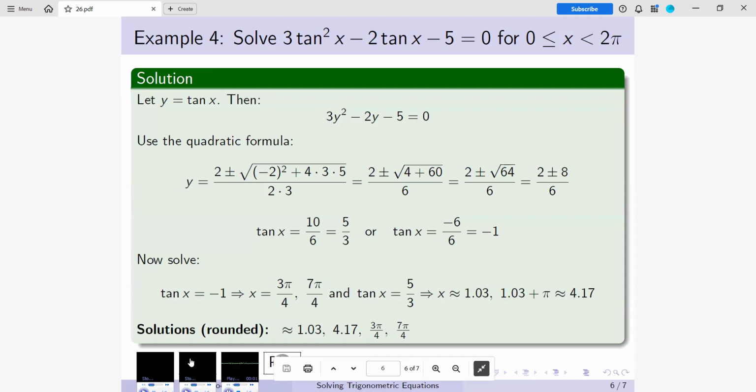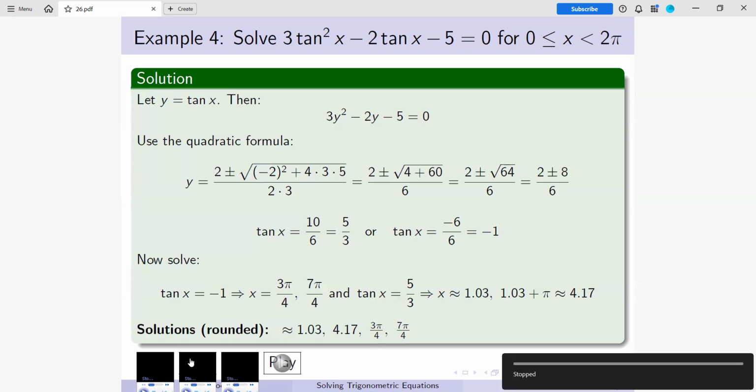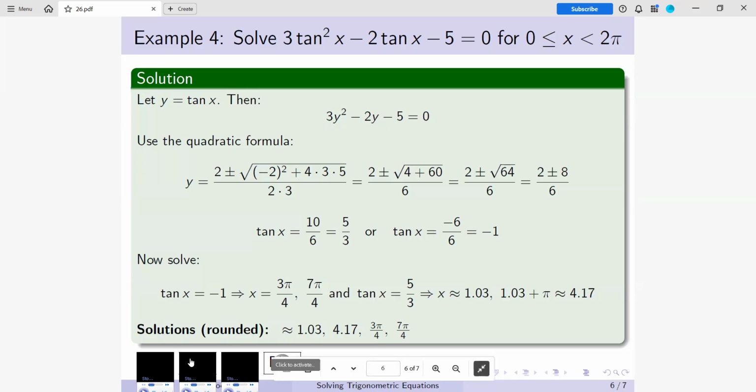Now, tangent x equals 5/3 is a more obscure clue. We run it through the calculator and find 2 decimal approximations within the interval. Since tangent has a period of pi, we simply add pi to the first one to get the second. So in total, we have 4 suspects. 2 we know by exact name, 2 we only know by approximation. But all 4 match the evidence, and that's enough to close the case.